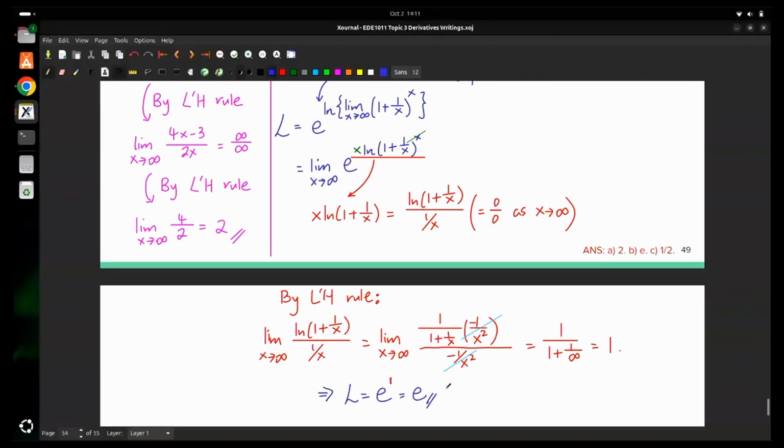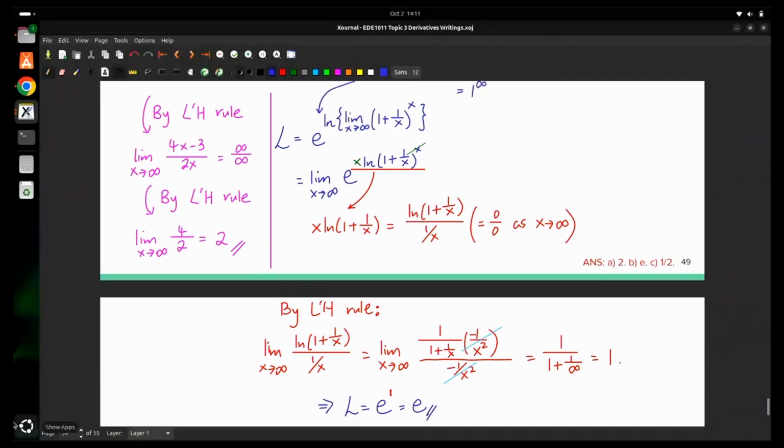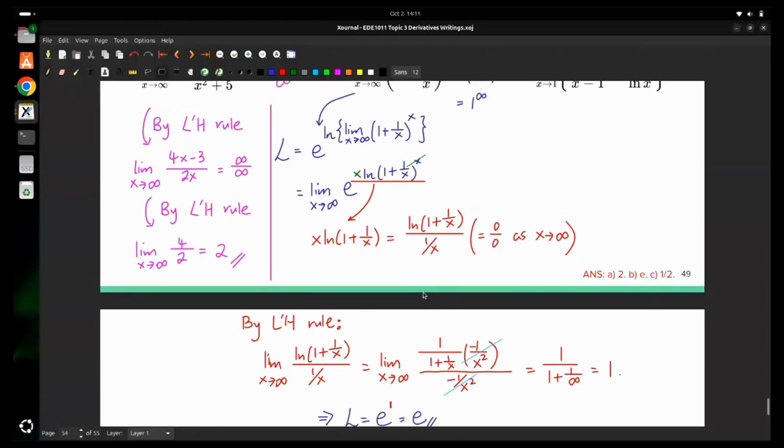Any questions? So this is really trying to do some math manipulation using the ln expression so that you can get the form to use L'Hopital's rule. Otherwise, that limit is not so easily evaluated. Okay? So that's the second question.